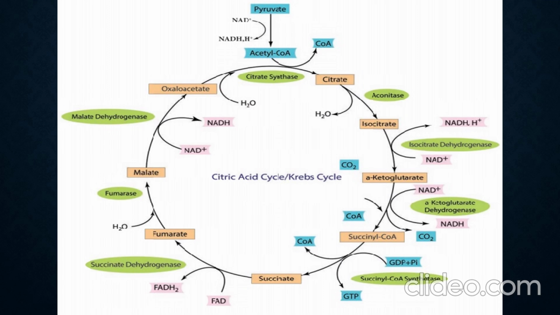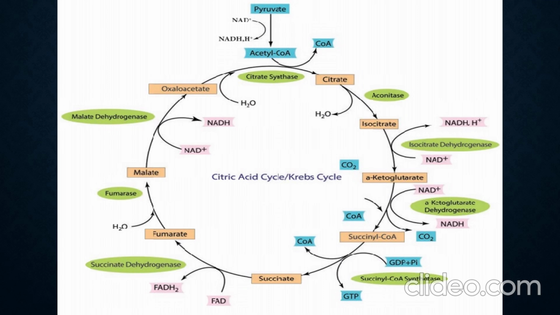In the fifth step, generation of succinate. The reaction involves a substrate level phosphorylation whereby a high energy phosphate is generated from the energy trapped in the thioester bond of succinyl-CoA. The enzyme is succinate thiokinase. A molecule of GDP is phosphorylated to GTP and succinate is formed. The GTP can be converted to ATP by reacting with an ADP molecule.